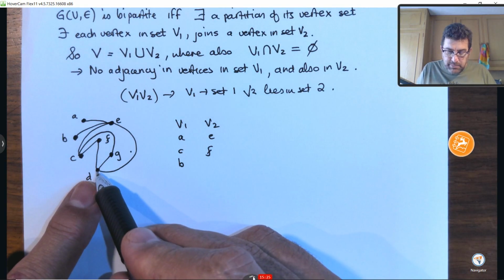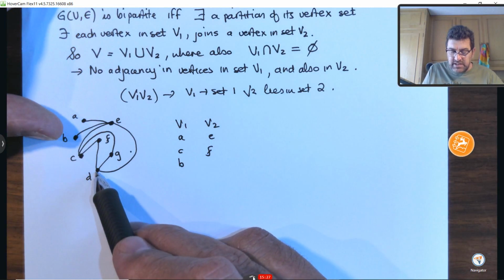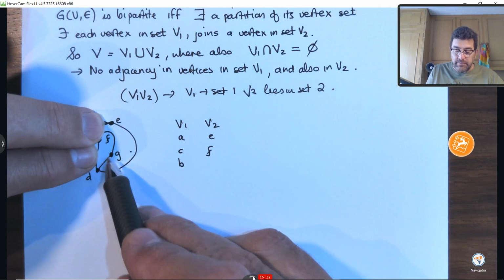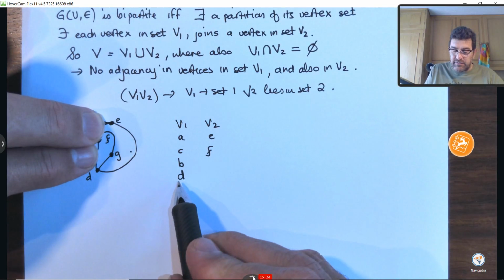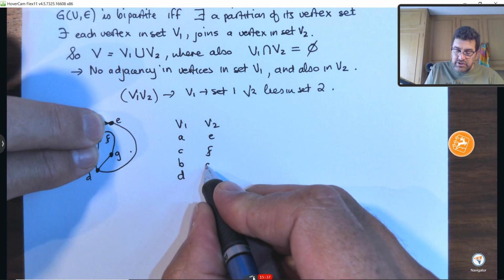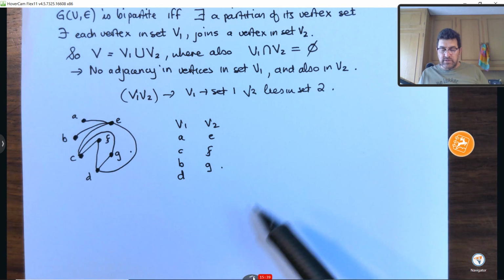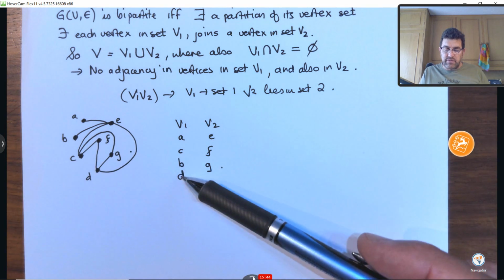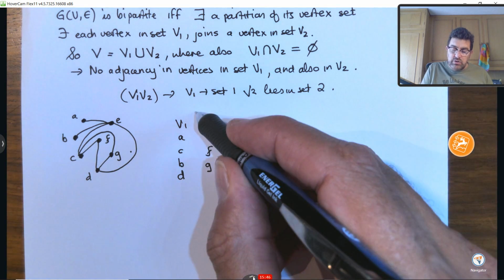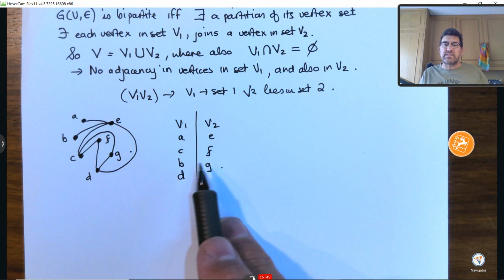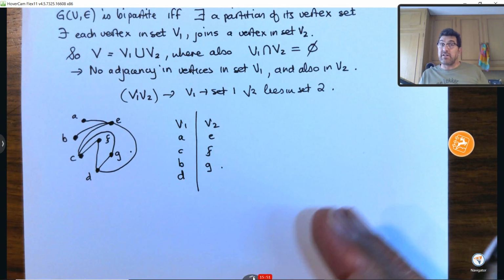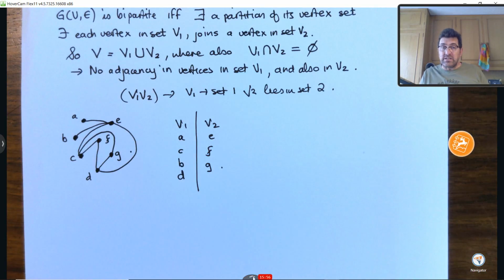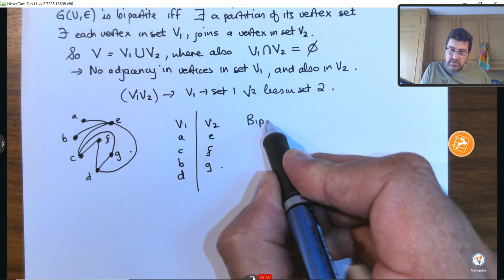D is by itself, but D is adjacent to E and to G. So that means D must lie in the first vertex set, which leaves G to lie in the second vertex set. Now let's count. 1, 2, 3, 4, 5, 6, 7. We could divide the vertices into two distinct sets consisting of adjacent vertices for each edge. So this is a bipartite graph.